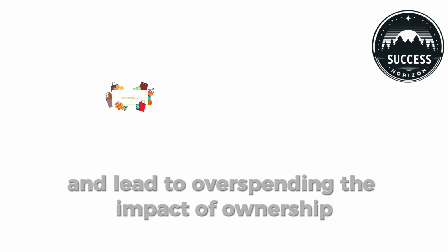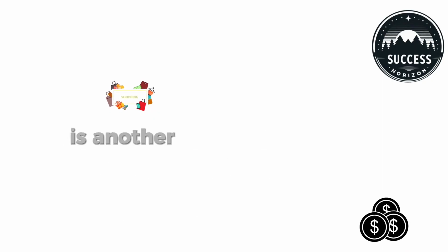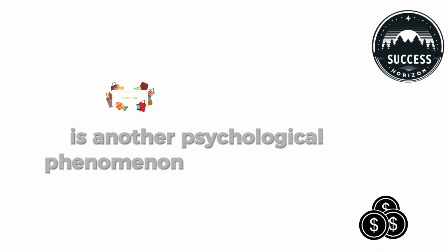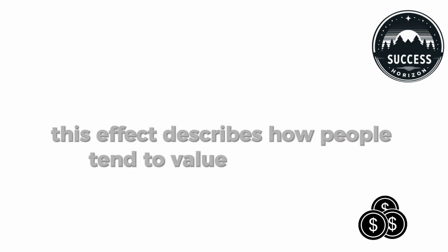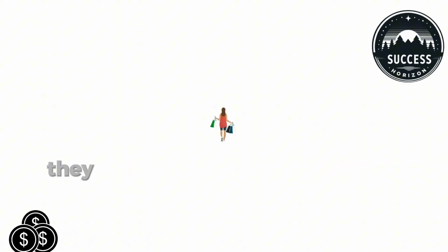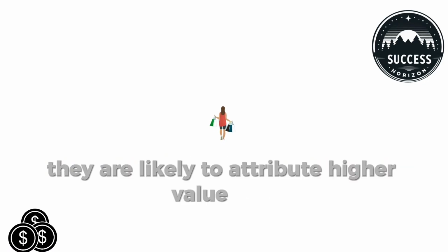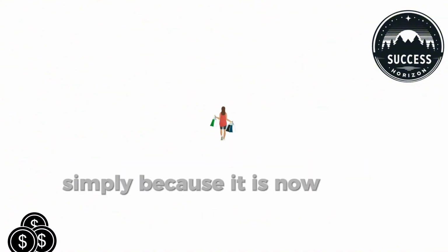The impact of ownership, the endowment effect. The endowment effect is another psychological phenomenon explored in the book. This effect describes how people tend to value things more once they own them, often irrationally. For example, once someone buys a product, they are likely to attribute higher value to it than they would have before owning it, simply because it is now theirs.